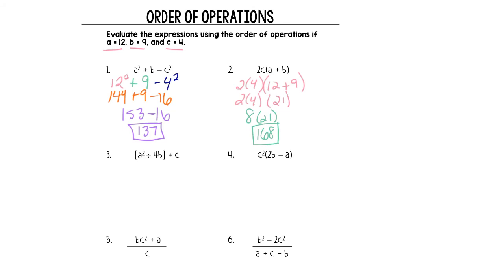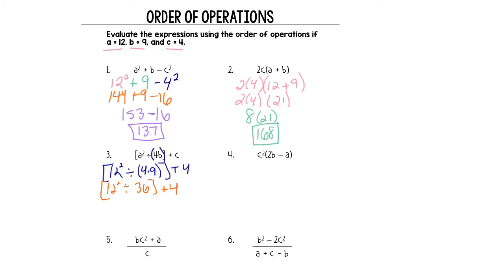Before we get started on number 3, it's missing a little something. There should be some parentheses around 4B. So let's plug our numbers in. We've got bracket 12 squared divided by 4 times 9 in parentheses plus 4. So inside of our brackets, we've got parentheses. That means that's the part we have to do first. So 4 times 9, we're going to leave 12 squared just like it is for now, divided by 36 plus 4.